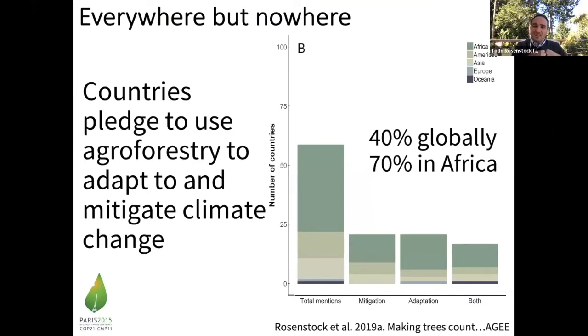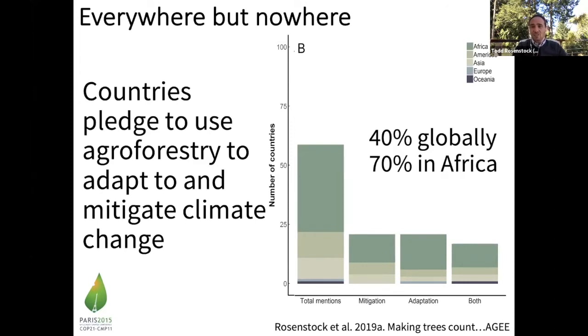So we did an analysis of the nationally determined contributions, the blueprints that countries submitted to the UNFCCC for their climate action. We looked at whether they named agroforestry in these NDCs, either for mitigation or adaptation. What we found is that in 148 non-Annex 1 countries, so this is mostly the developing world, 40% had named agroforestry. They said agroforestry is going to be part of our solution for mitigation and adaptation. And guess what? Almost none of them actually include them in their greenhouse gas inventory. So they're not actually counting their benefits.